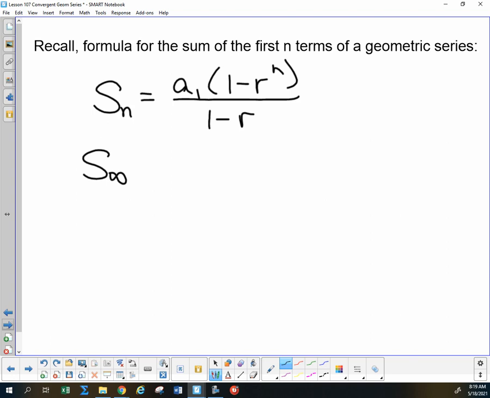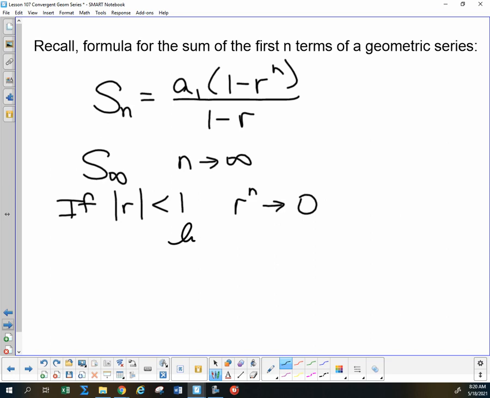So I want n to keep going forever and ever. So I'm going to do something with this one that is a little bit of an introduction to something you will do quite a bit of next year. So if the absolute value of r is less than 1, that means r to the n gets closer and closer to 0, right? So we're going to call that the limit as n goes to infinity of r to the n is 0.